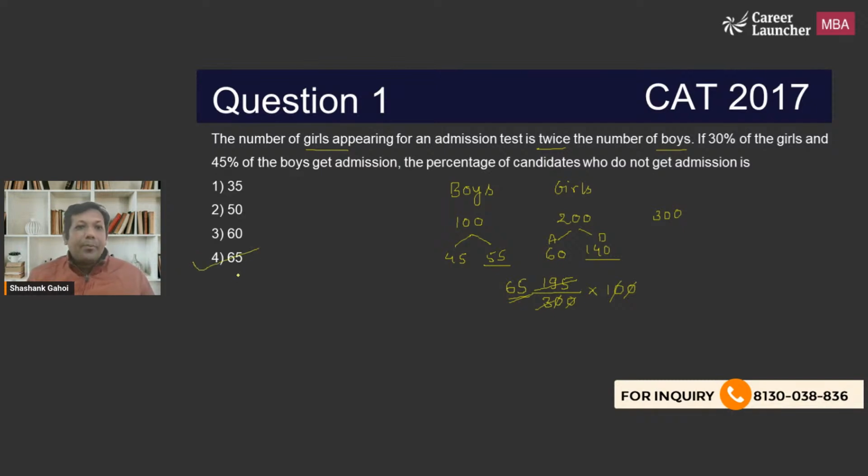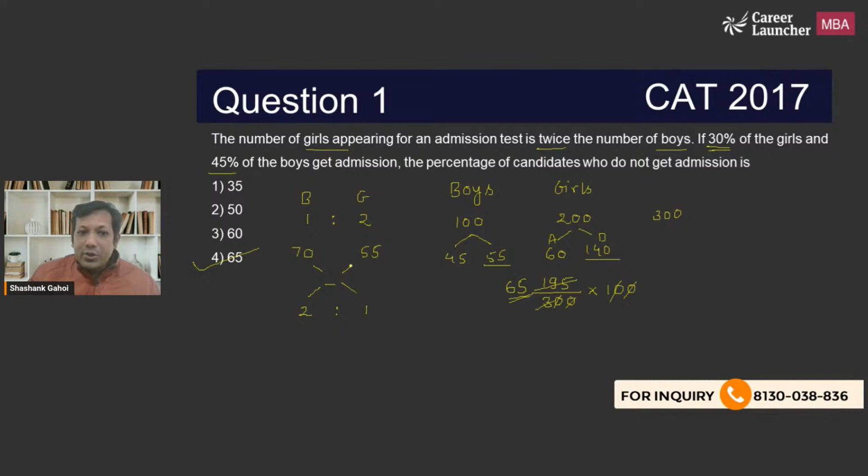So this is the approach we are going to follow, but if you have studied allegation, you can solve this question by an alternate approach using allegation. So basically the ratio of boys and girls is 1:2. That's what I know. 30% of girls got admission. So how many girls did not get admission? That is 70%. 45% of boys got admission. So what percent of boys do not get admission? That is 55. Now, the total number of students who do not get admission is going to be here, right? The girl to boy ratio is 2:1.